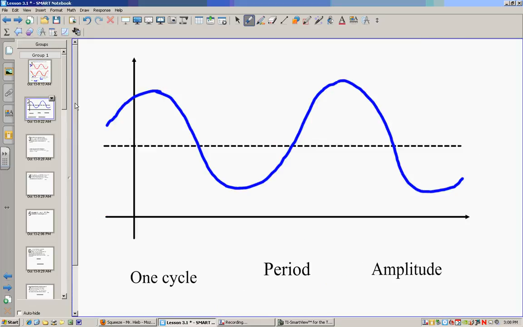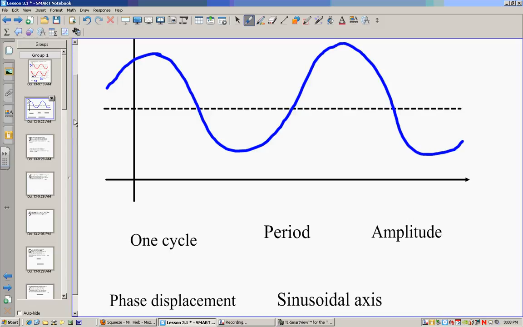All right. Now, we've talked about this a little bit in the past, but one cycle is the part of the graph from the beginning until it starts again. So from here until here could be considered one cycle. The period is the distance horizontally between that. So say this goes from 4 to 34, that period would be 30 because it takes 30 units to make a full cycle.